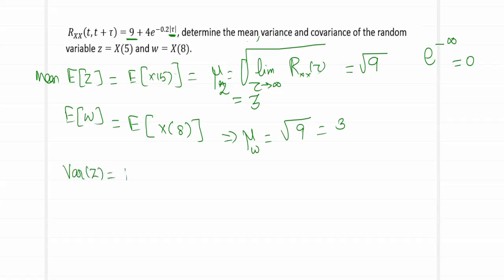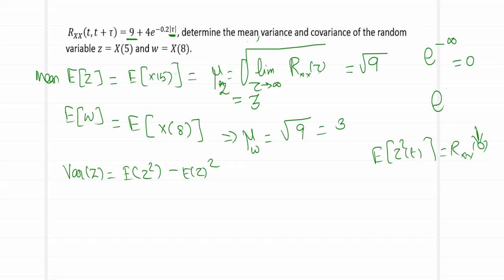Variance of z is E of z square minus E of z the whole square. To get E of z square, what will we have to do? E of z square of t is got by equating it to Rxx of 0. So I'll have to put this tau as 0. When I put tau as 0, what will happen over here? E to the power of 0, what do you think it will be equal to? E power 0 is 1. So you will have this quantity equal to 1.